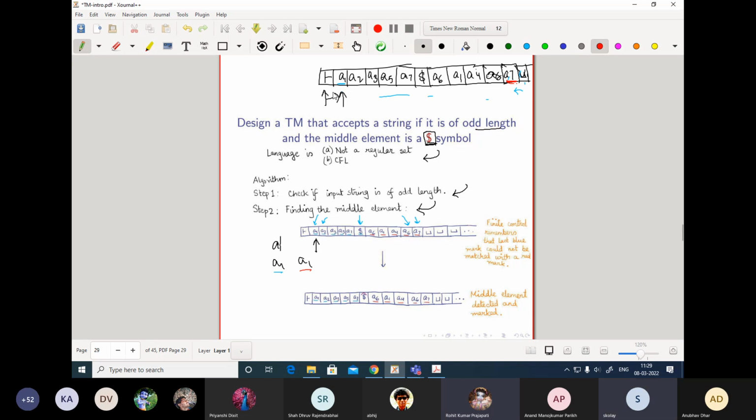Now again you come back to the left hand marker, look at the first element that is unmarked by blue, mark it by blue, then move to the right till you hit an element which is marked by red or a blank symbol. Once you hit such a symbol, you move one step to the left and mark the element in that cell by red. You keep doing this. So for every blue, I am trying to find a matching red. For every symbol underlined by blue, I'm trying to find a symbol underlined by red.